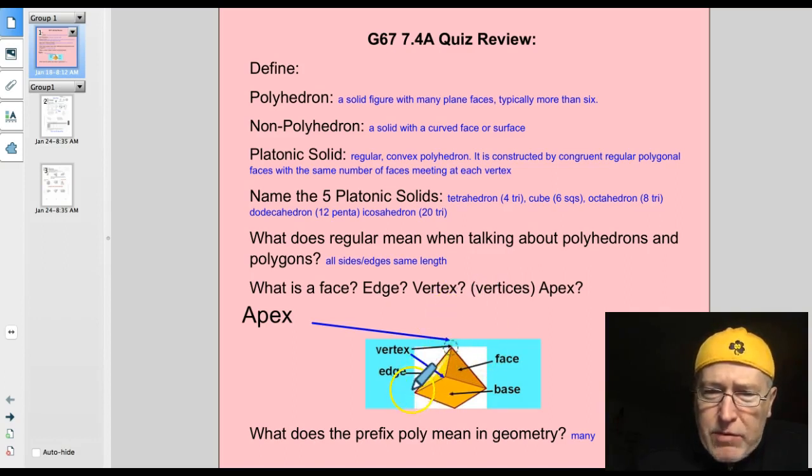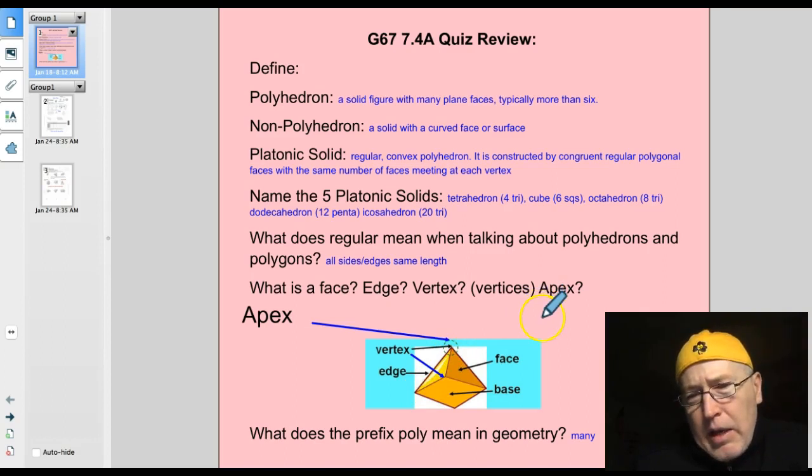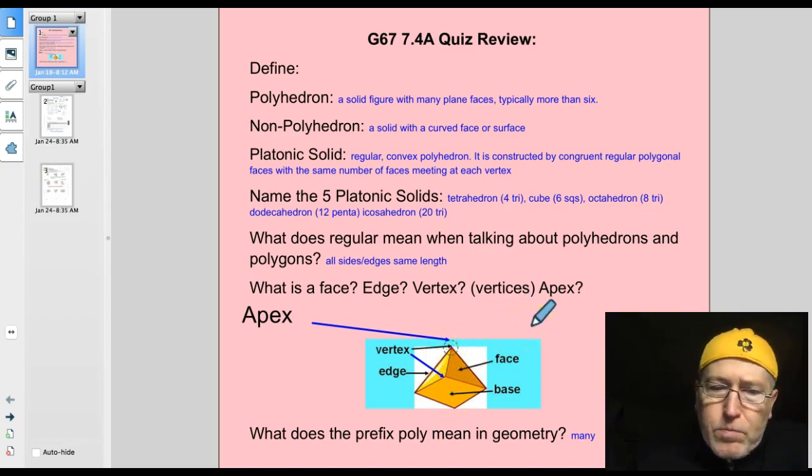What is a vertex? A vertex is any place where a number of edges meet or come together. And then on a pyramid like this, the top vertex, the vertex that's opposite the base, is also called an apex. What does the prefix poly mean in geometry? Poly means many. Polygon means many sides.